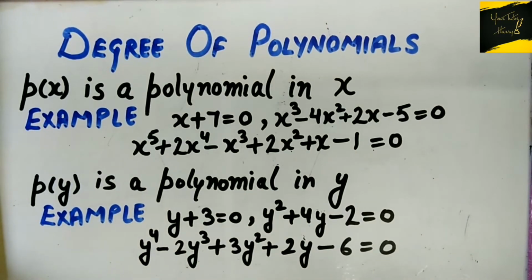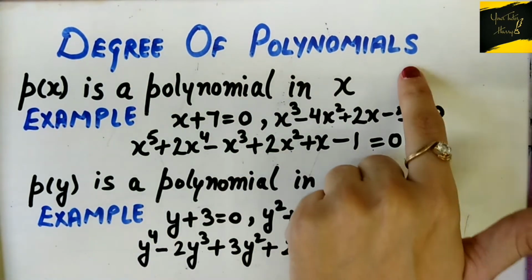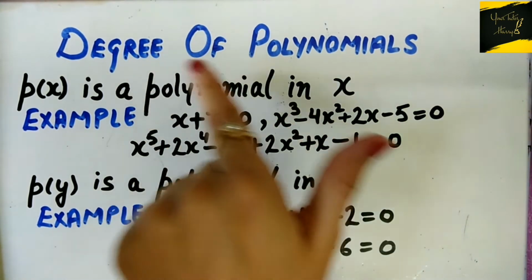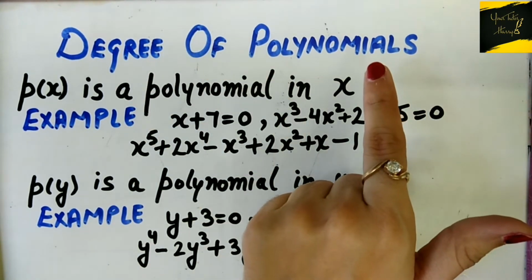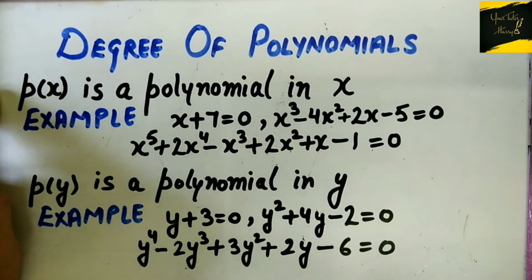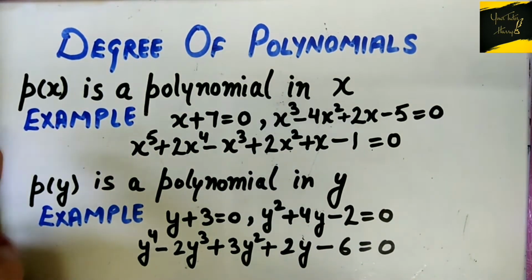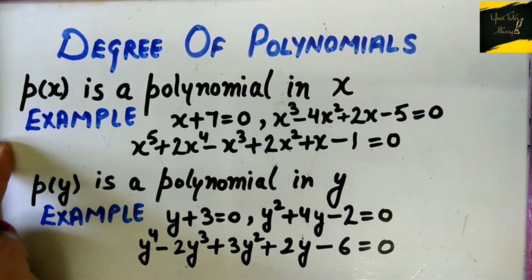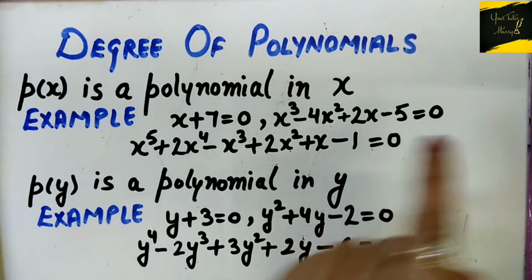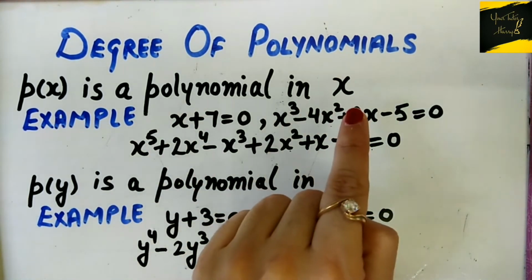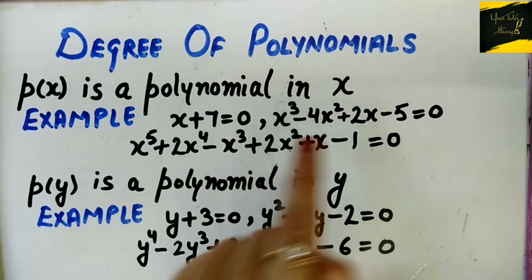So friends, as I told you in the previous slide about the degree of polynomials, in this slide I am giving you more examples to understand what exactly the degree of polynomials will contain. I have taken two polynomials, p(x) and p(y). First of all, I am telling you about the p(x) polynomial which contains all the equations in x form. So p(x) is a polynomial in x. For that, I have taken some examples.